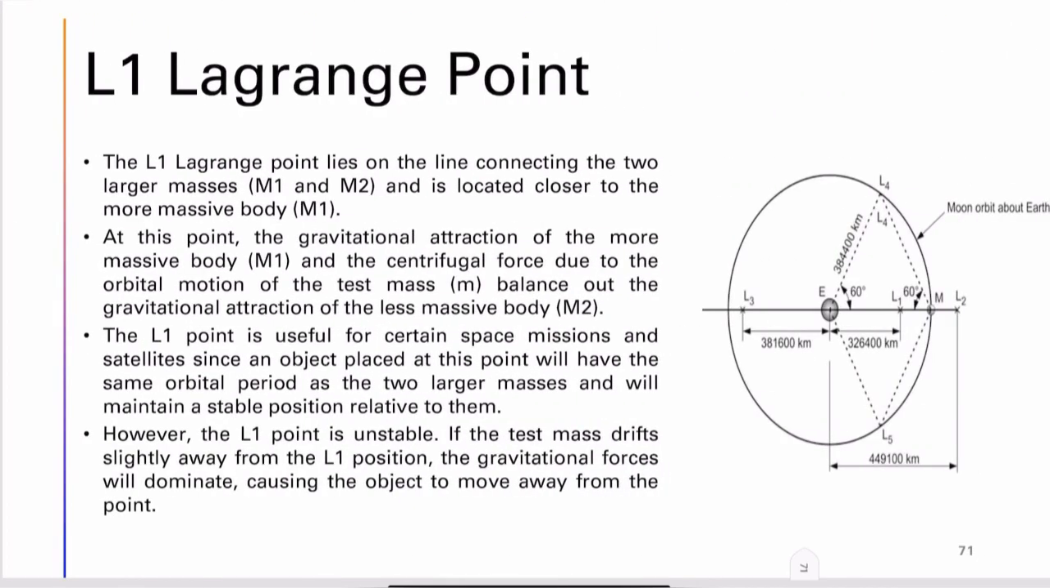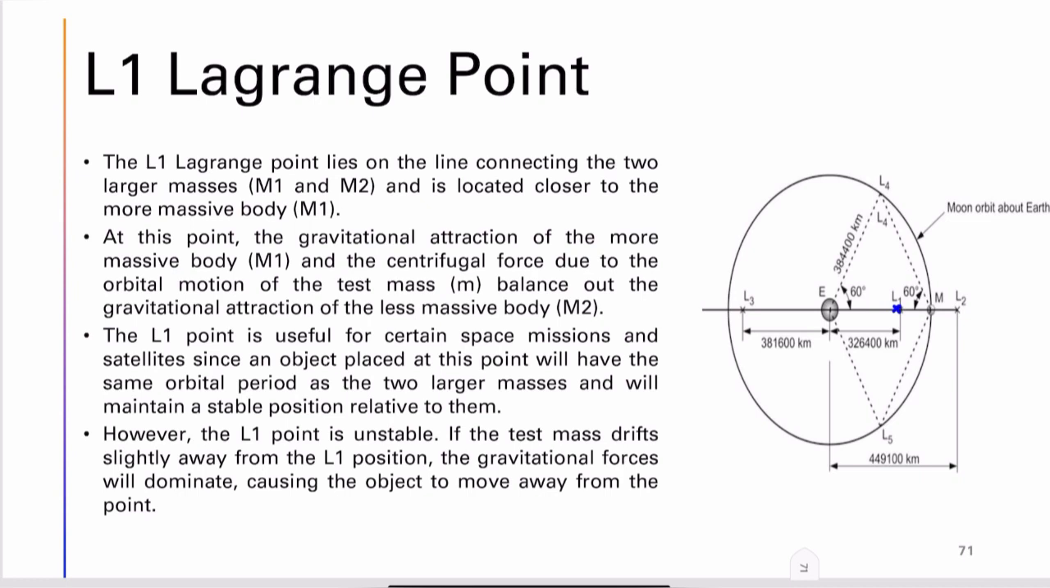Okay, the first is Lagrange point 1. The L1 Lagrange point lies on the line connecting the two large masses M1 and M2. It is shown here for the Earth, and when we consider the Earth and Moon system, they have marked these Lagrange points. L1 is usually located closer to the more massive body M1.